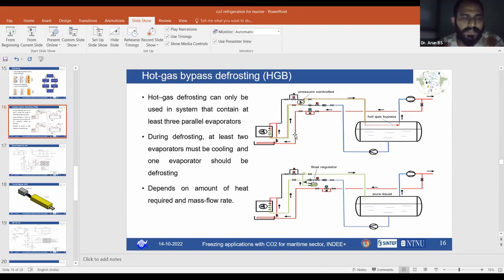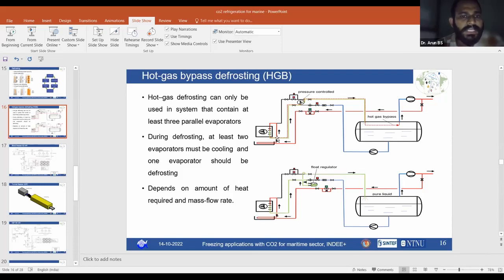The hot gas will have that temperature and a sufficient mass flow rate. This will be bypassed to the evaporator, and normally you can give it to the inlet of the evaporator or even the outlet. So this is the evaporator here. You can give it to either the inlet or outlet, but the normal procedure used in industry is to give it to the outlet of the evaporator, and then the hot gas enters into the evaporator.